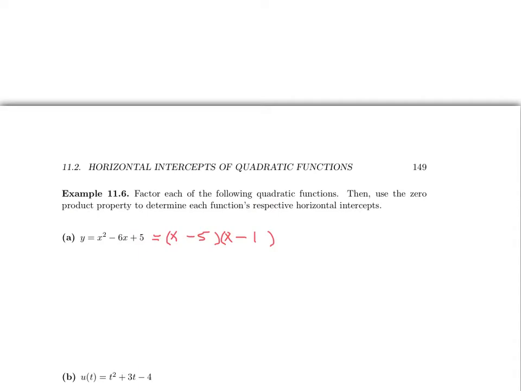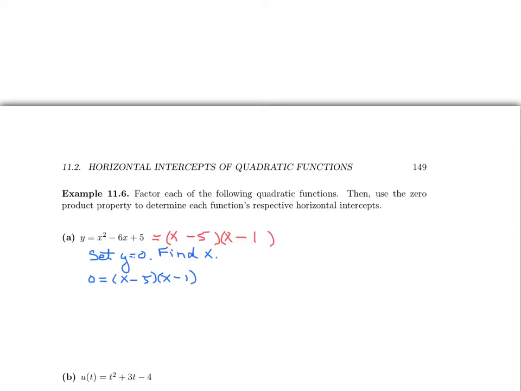Okay, so our goal is to determine this function's horizontal intercepts. So remember, to find a horizontal intercept, you always set the output of a function equal to 0. So we're going to set the output y equal to 0 and find x. The x values we find, those will be the horizontal intercepts. So let's do this. If I set y to 0, I get 0 equaling x minus 5 times x minus 1.